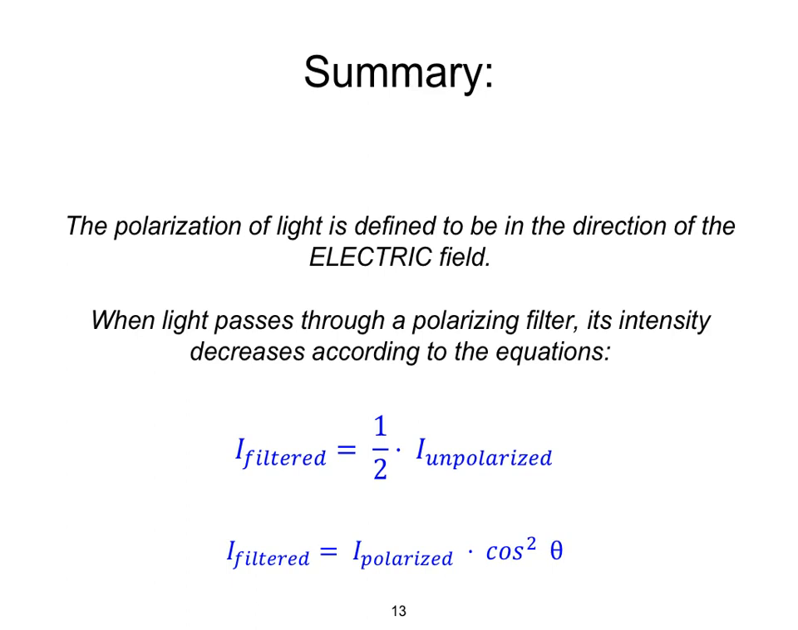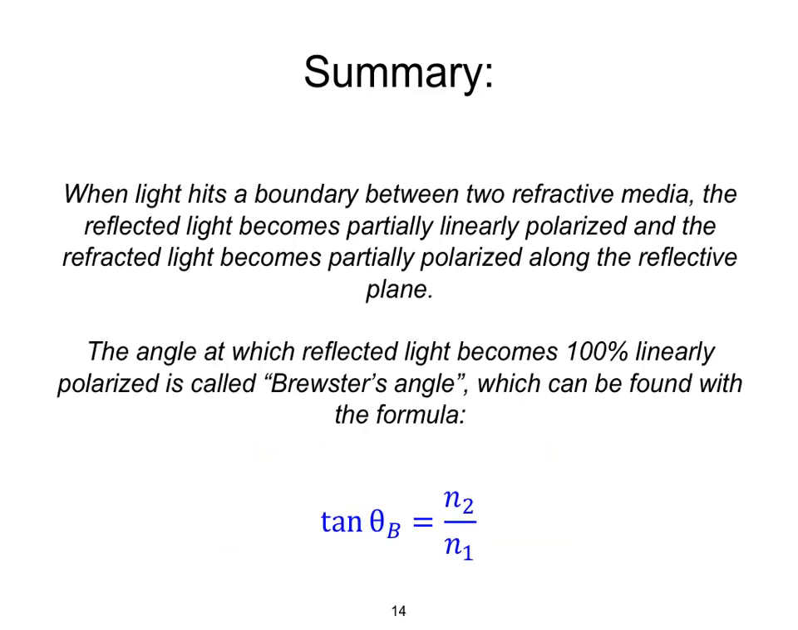In summary, the polarization of light is defined to be in the direction of the electric field. When light passes through a polarizing filter, its intensity decreases according to the equations I filtered equals 1/2 I unpolarized if the original light is unpolarized, or I filtered equals I polarized times the cosine squared of theta, where theta is the angle between the initial polarization and the polarizing filter.